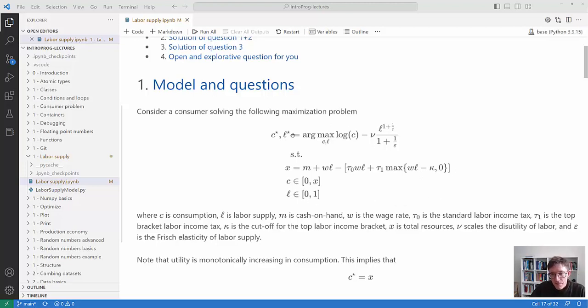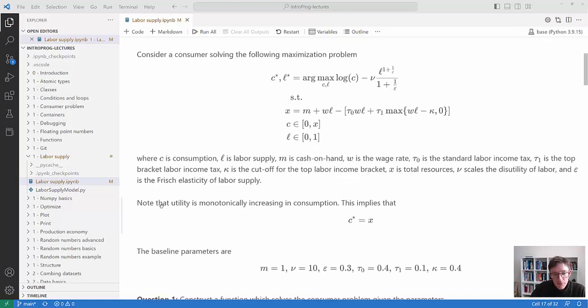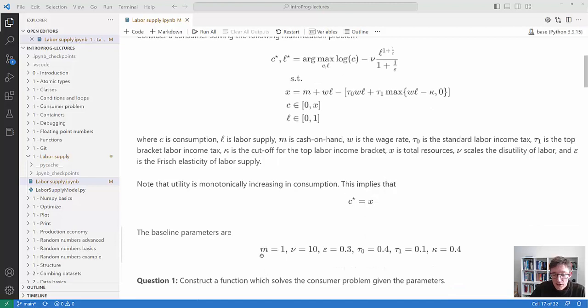Analytically, it is a bit irritating to solve this problem because of this maximum here, which implies that it's not differentiable. So it's a good example of where it's easy to use a numerical solution instead. One thing we can realize about the problem is that because the utility is monotonically increasing in consumption, so you can always get more utility if you consume more, then you will always choose to consume all of your resources. So no matter your decision on labor supply, we know that your consumption is just to consume everything.